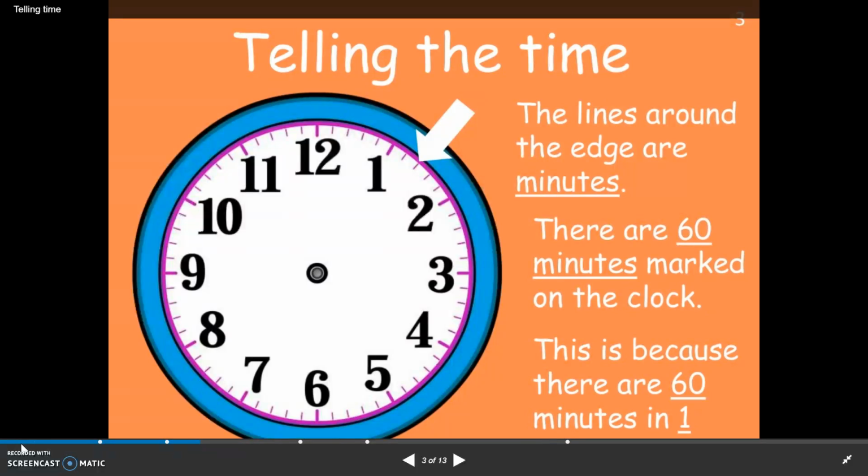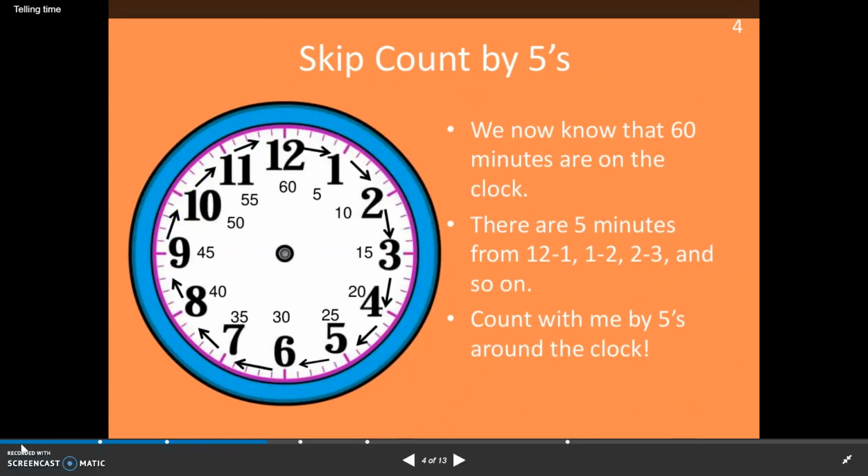And the little lines in between the big numbers represent minutes. So there are 60 minutes marked on the clock, and this is because there are 60 minutes in 1 hour. Sometimes it's easier to count by fives to understand how many minutes are on the clock.